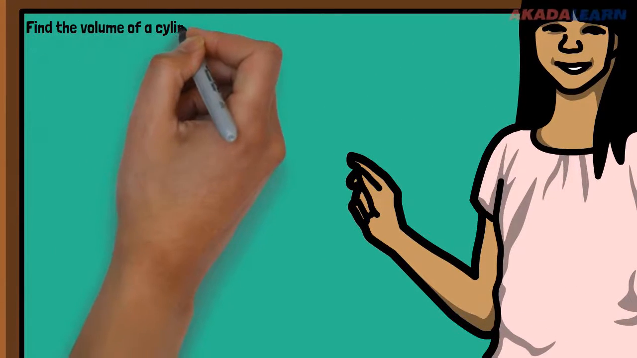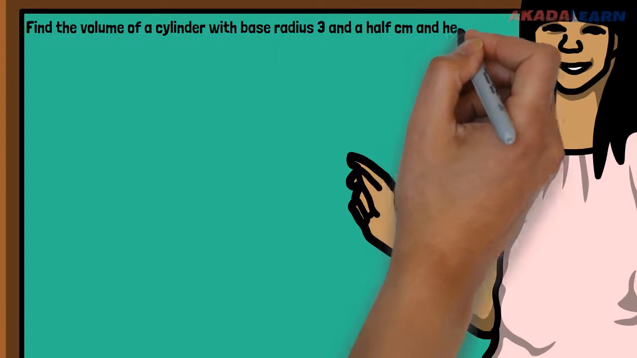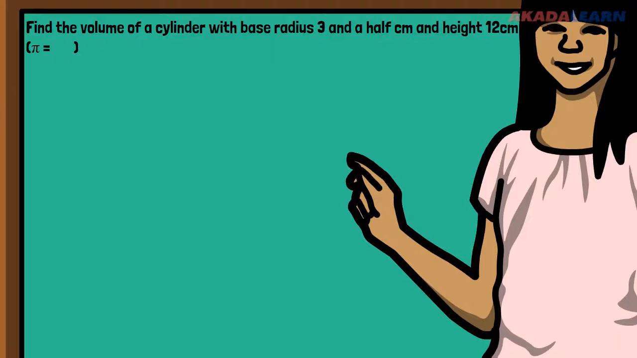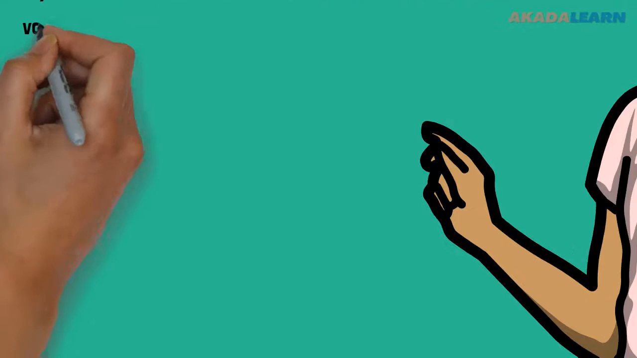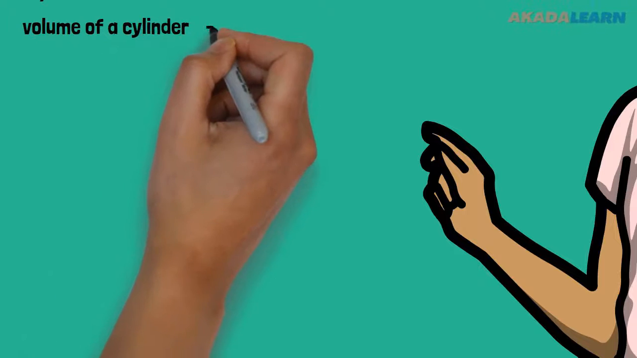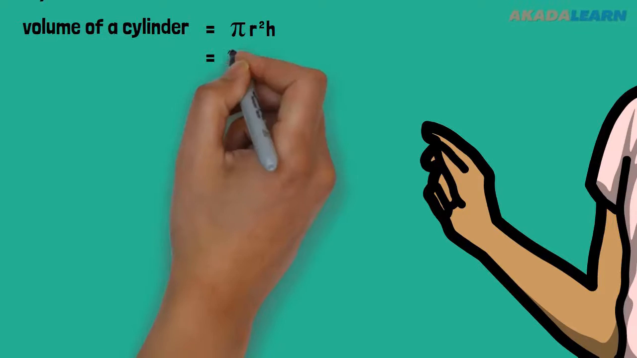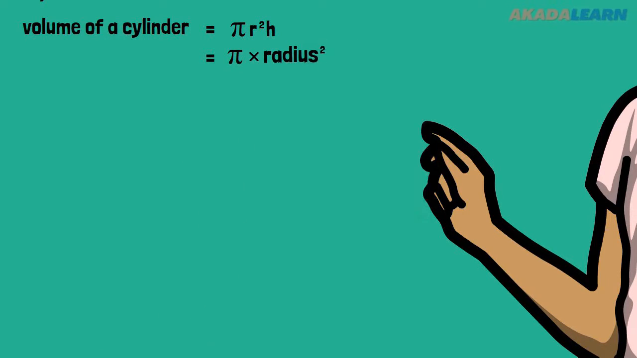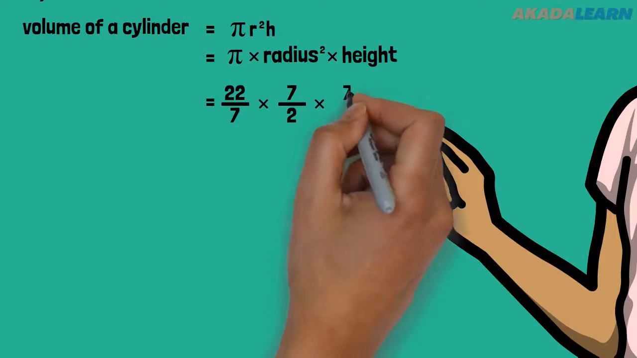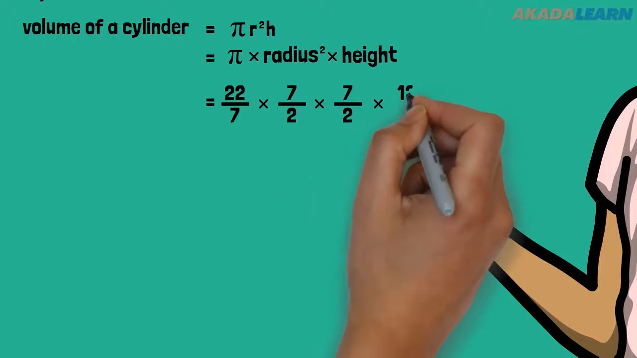Alright, so this question is: find the volume of a cylinder with base radius 3.5 cm and height 12 cm. Take pi to be 22 over 7. So let's begin. The volume of a cylinder, the formula is pi r squared h, which equals pi times radius squared times height, which is equal to 22 over 7 times the radius is 3.5, so we take in proper fraction and that becomes 7 over 2. We multiply it again since it's squared, so times 7 over 2, and then times the height, which is 12 cm.